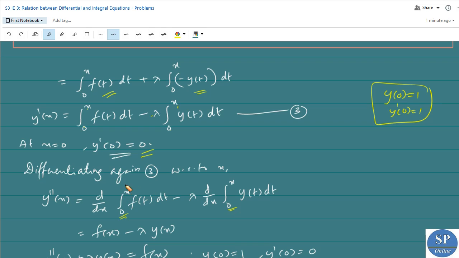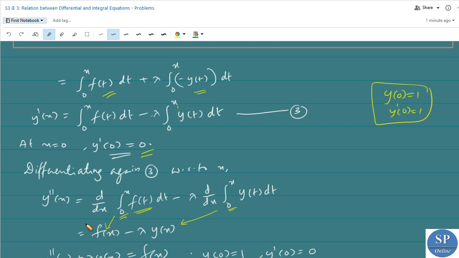So the first term will be 0 because capital F is a function of t only, so dou x of F is 0, and the second term will be replacing t by x, that is f of x into x dash, which is 1. So the second term will be the only non-zero one, so here also the second term will be y of x.